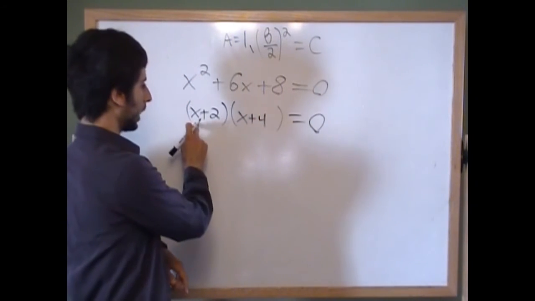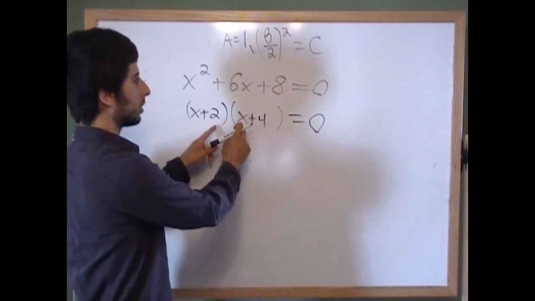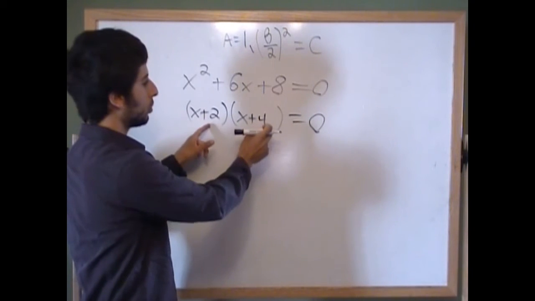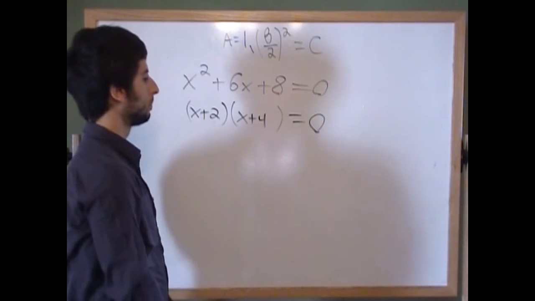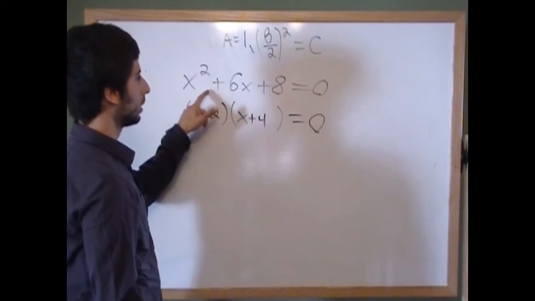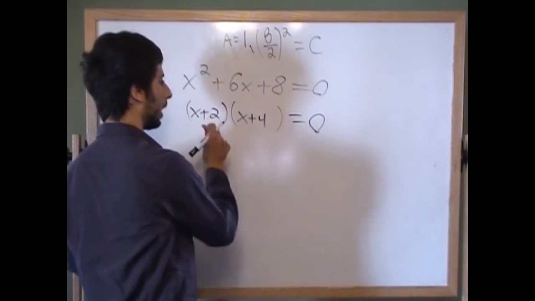If you don't believe it, check it. First is x squared. Outer is 4x. Inner is 2x. When added together gives us 6x. And last is 2 times 4 is 8. So this is the correct factorization of the quadratic x squared plus 6x plus 8. And now we know how to solve this.